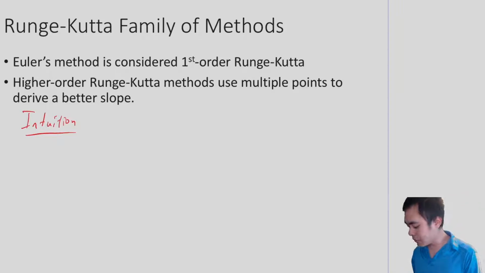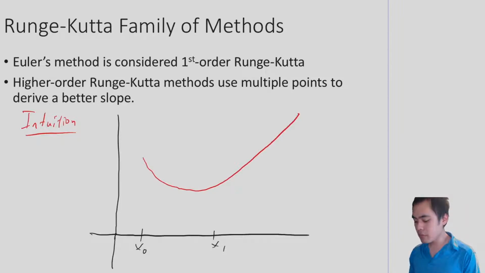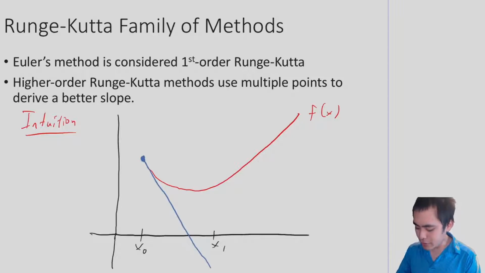So the intuition we have here is that if we have some point x naught where we're starting, and we're trying to get to some point x1, if you have a function that looks like that, well, between x naught and x1, let's say this is f of x. Well, what Euler's method would do is it would take this point, and it would just extend this out. So this is Euler's method.